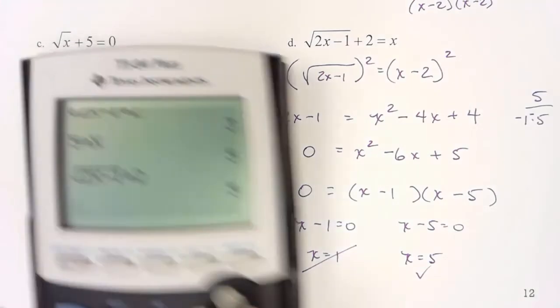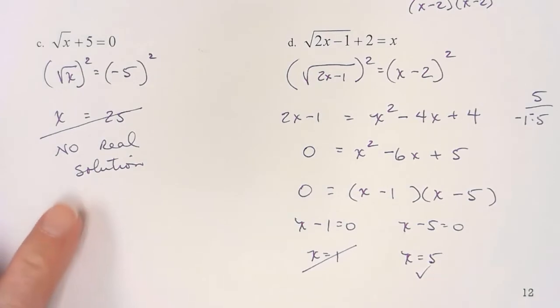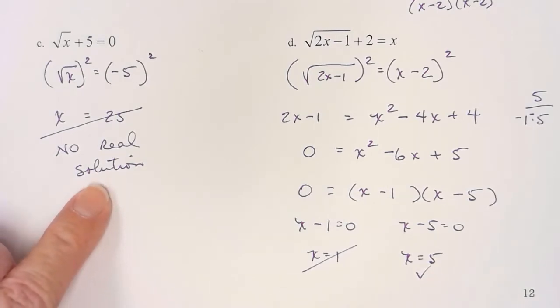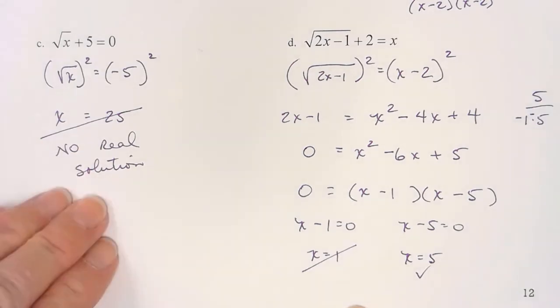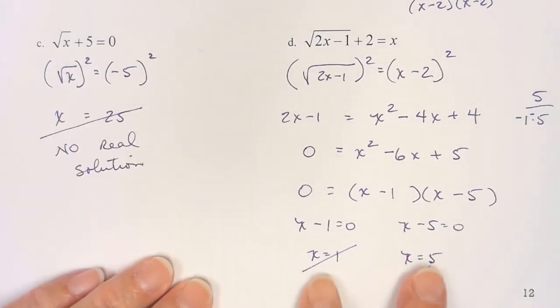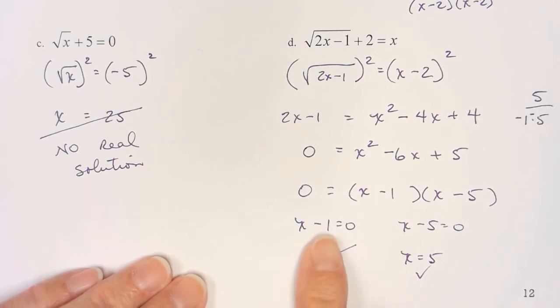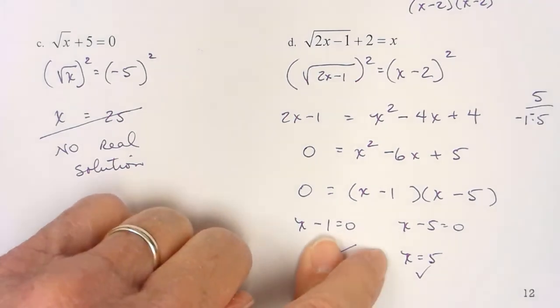Okay? Now, you don't have to say no real solution. The only time you say this is if you only had one possible and you had to mark it out. Here, since I had 2 possibles, one didn't work but the other one did, I do have a solution.